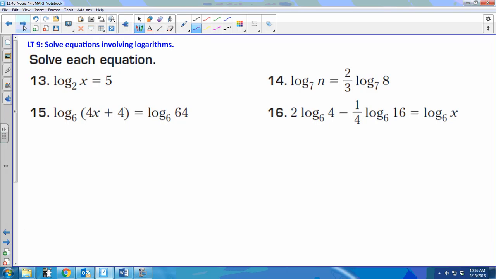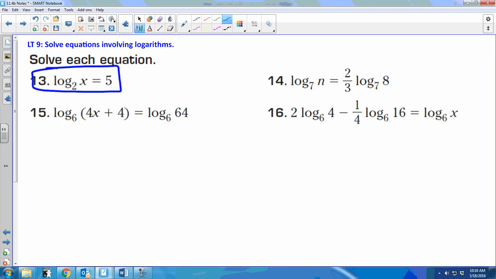Now, here's the thing. All those properties I just talked about, you only need them if there's a logarithm on both sides of the equal sign. If there's not a logarithm on both sides of the equal sign, then you shouldn't use those properties. You should use ideas we've already talked about. So for example, in the very first question up here, there is not a logarithm on each side. So the easiest way to solve this is to rewrite it like we did in learning target 7.